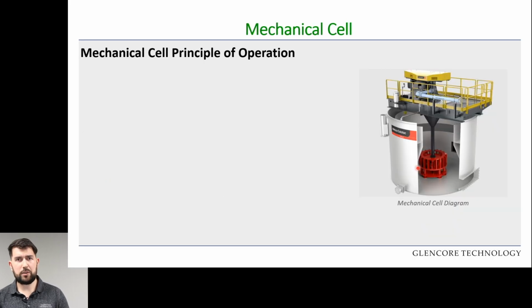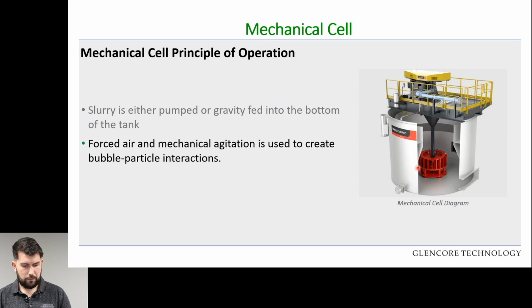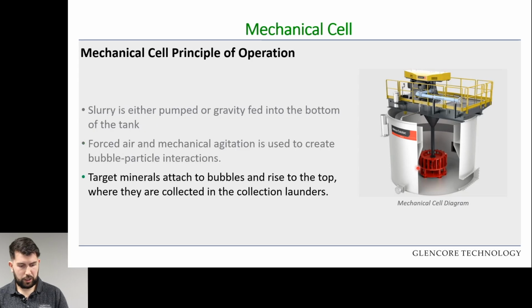The next up is the mechanical cell or tank cell. With the mechanical cell, the slurry is either pumped or gravity fed into the bottom of the tank. Forced air and mechanical agitation is used to create particle and bubble interactions. And target minerals attach to the bubbles and rise to the top where they're collected in collection launders.